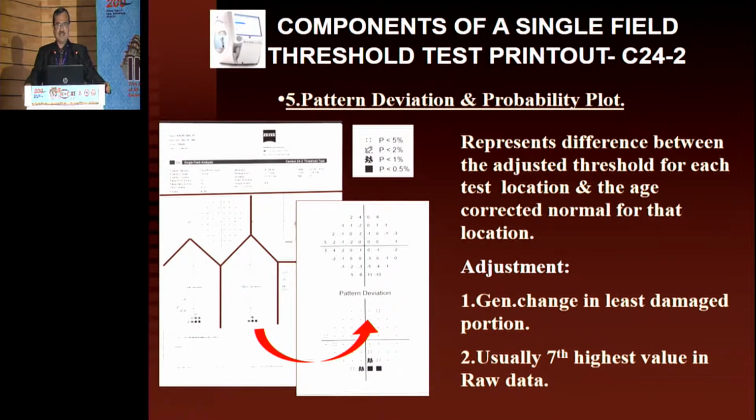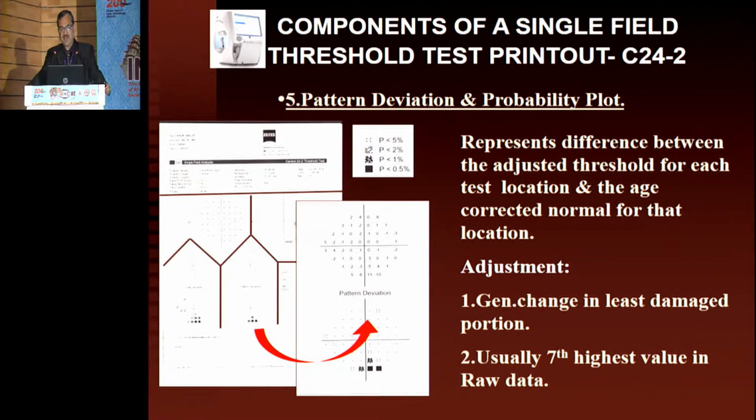The pattern deviation and probability plot. Like the total deviation probability plot, pattern deviation represents the difference between the adjusted threshold for each test location and the age-corrected normal for that location. What is this word adjustment? Adjustment implies a general change in the least damaged portion. It removes the general component of suppression from the disease so that the focal glaucomatous defects get projected.